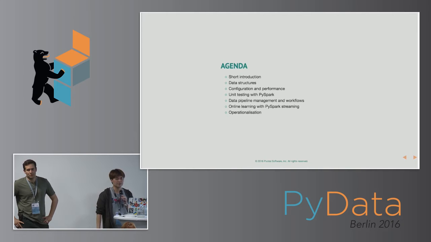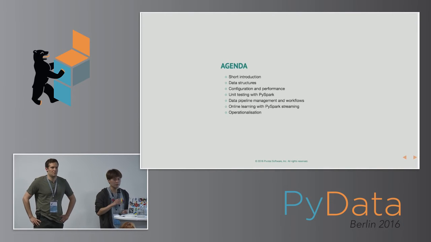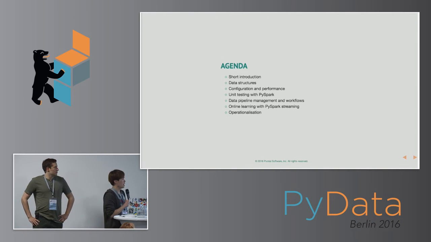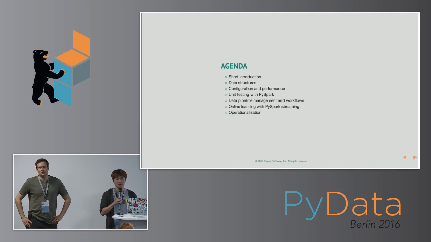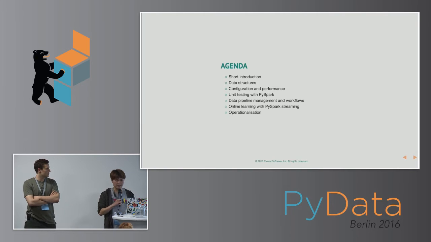This is a plan for today. So first of all, I will give a short introduction into PySpark. Then Ronert will talk about data structures and configuration and performance. And then I'm going to talk about unit testing with PySpark, data pipeline management, and then Ronert will give an example about how you could use the streaming API in PySpark. And finally, I will talk a little bit about how you're able to put your models into production.